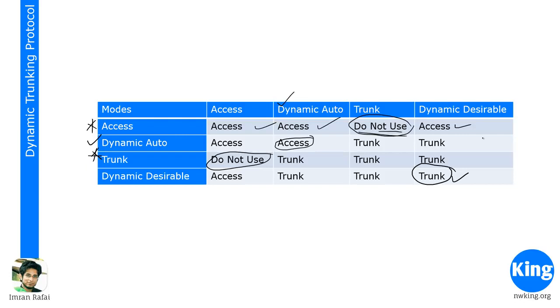So this is the table that you need to know, to know what the port will be. Will it be a trunk or an access port, depending on the configuration it is configured to. So let us quickly look at this concept from Packet Tracer.